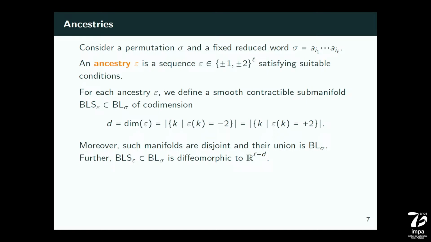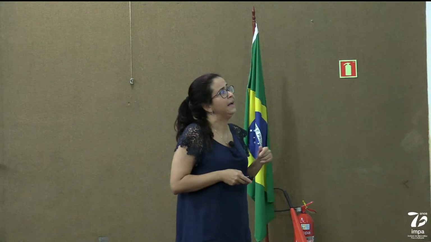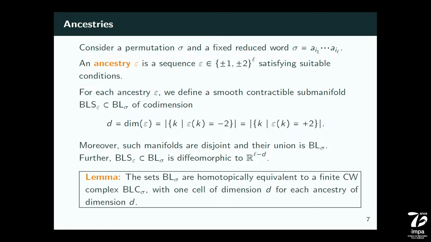So for each ancestry epsilon, we define a smooth contractible manifold that I call BLS epsilon that has codimension D, where D I call the dimension of epsilon, and this dimension is the number of times that appear -2 or +2. Well, for each ancestry, we define a BLS epsilon that is a manifold, and they are disjoint, and the union is all BL sigma. So each BLS epsilon has the dimension of L minus D.